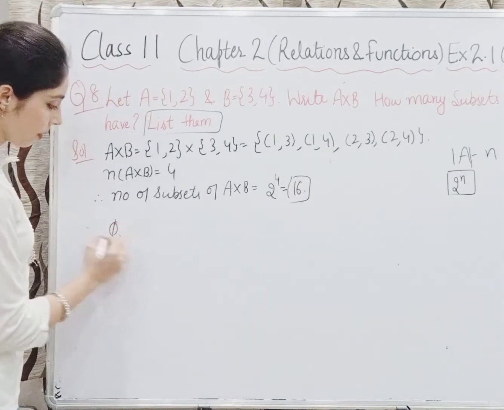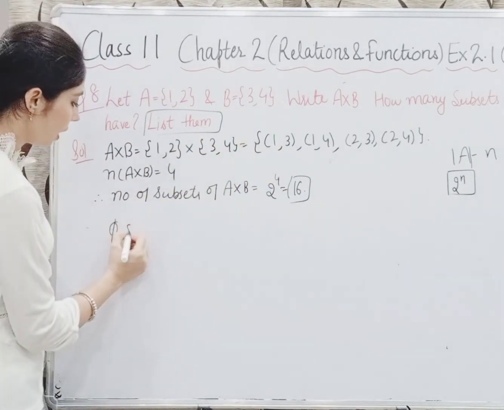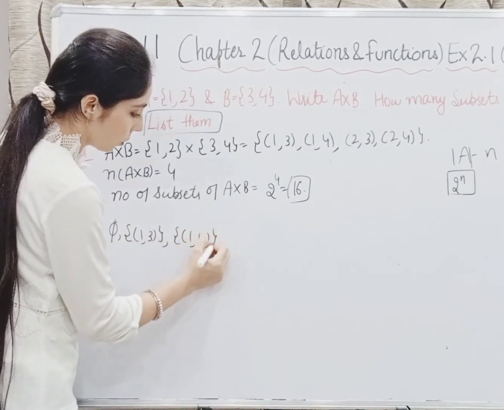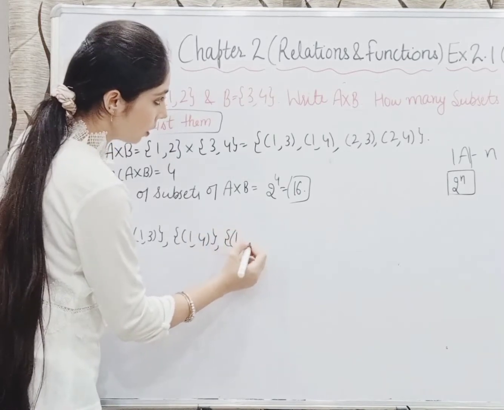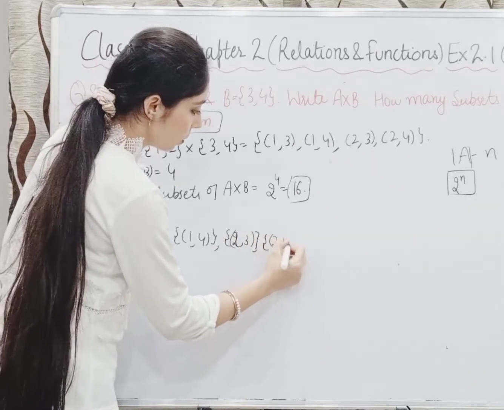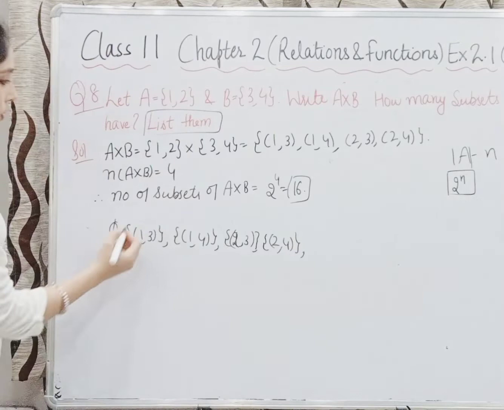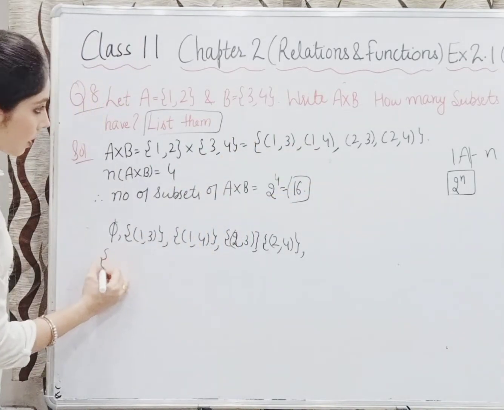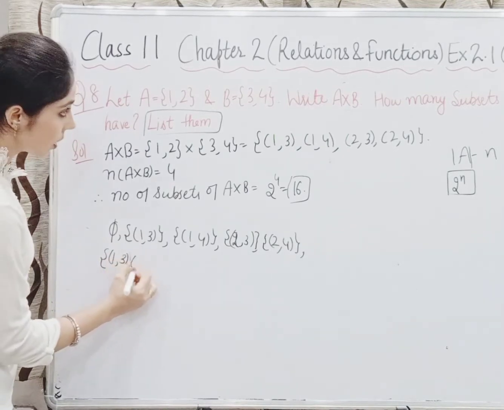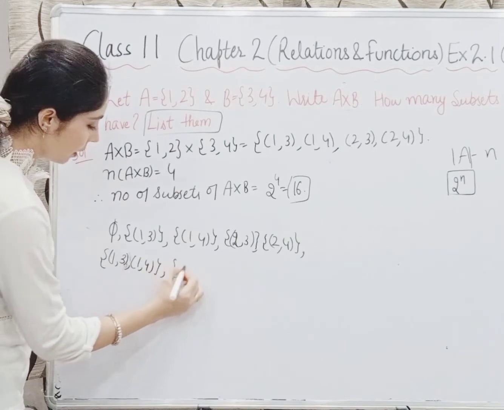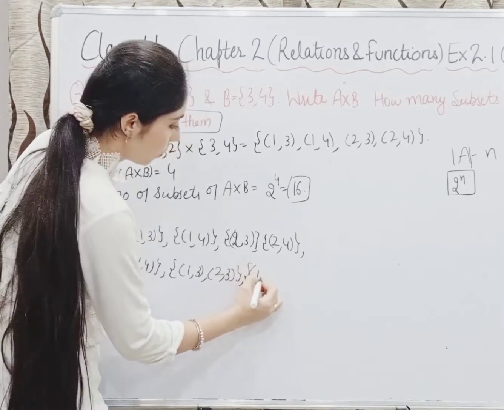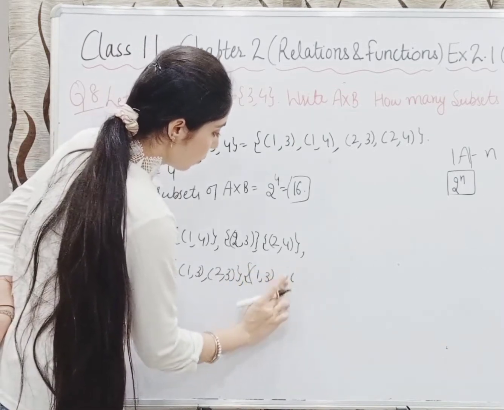First will be the empty set. Okay. Next will be taken one element at a time. So {(1,3)}. Okay. Next will be {(1,4)}. Next will be {(2,3)} and next will be {(2,4)}. Okay. So if we take 2 at a time, it will be {(1,3), (1,4)}. Okay. Next will be {(1,3), (2,3)}. Next will be {(1,3), (2,4)}.